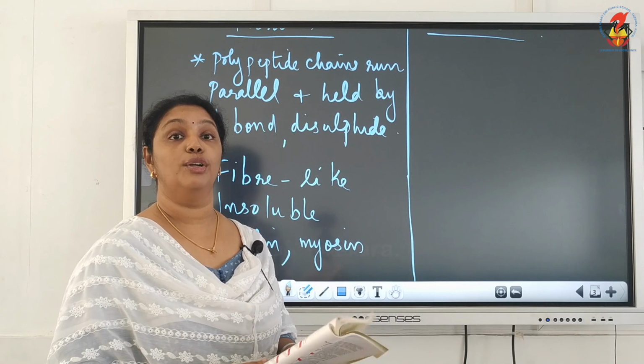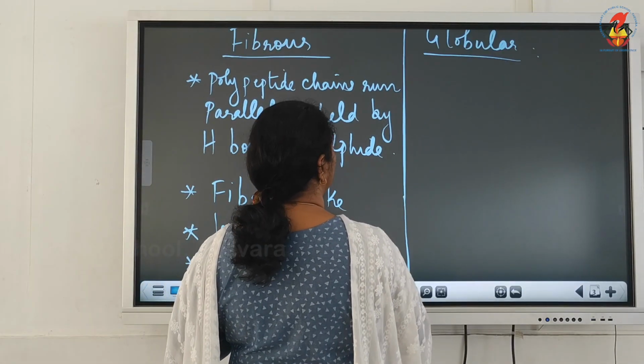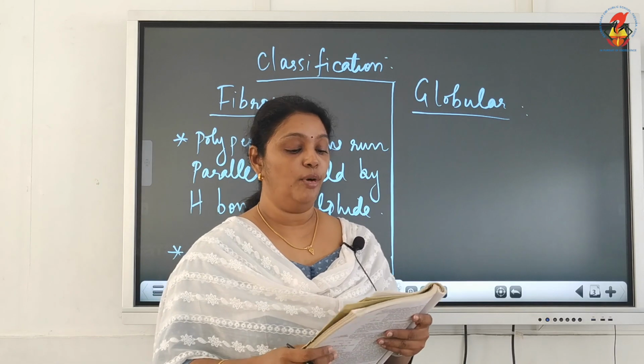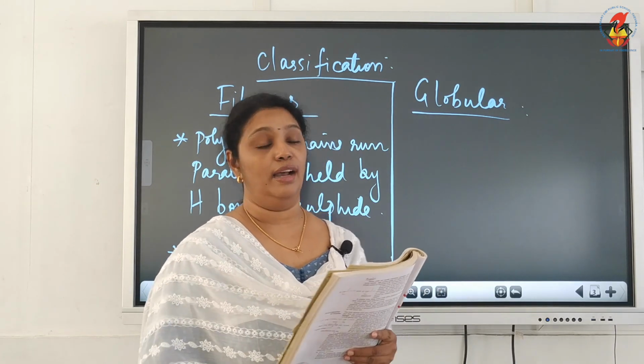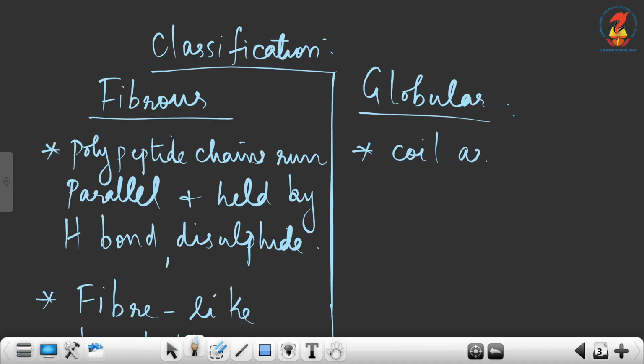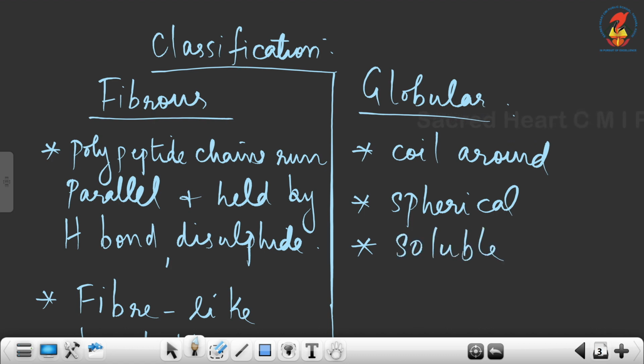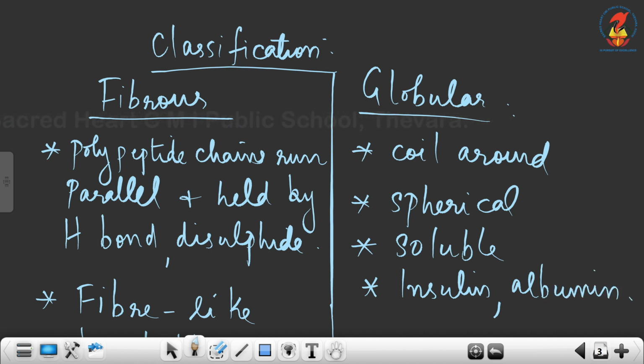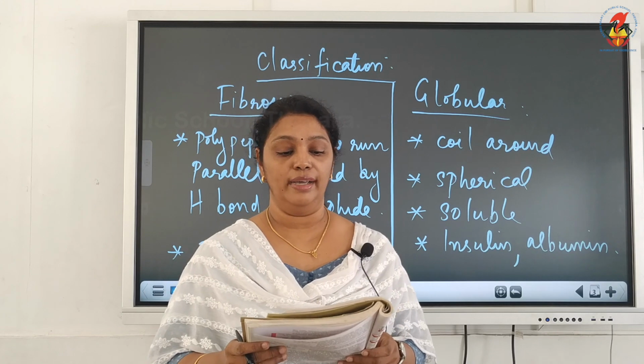Now, next let's see what are globular proteins. In globular proteins, the polypeptide chains coil around. So, here the polypeptide chains coil and the shape is spherical, and the globular proteins are soluble in water. And an example for globular protein, there are two examples. One is insulin and the second example is albumin. So, these are the two examples for globular proteins.